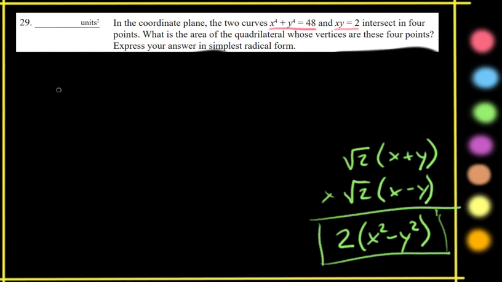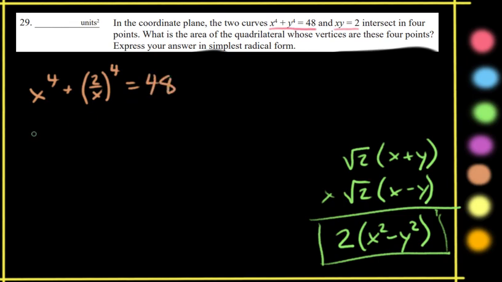So one thing we can do is solve for y in terms of x. It's just 2 over x. And plug it into this equation here. So we have x to the fourth plus y to the fourth, where y is 2 over x. So this is going to be 2 over x, quantity to the fourth power. That's going to be equal to 48.